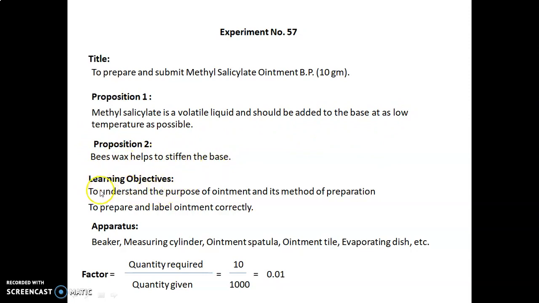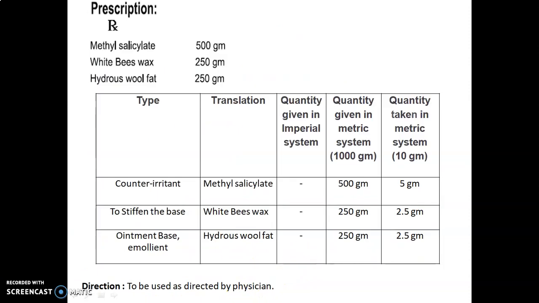Learning objectives are to understand the purpose of ointment and its method of preparation, and to prepare and label the ointment correctly. Apparatus required are beaker, measuring cylinder, ointment spatula, ointment tile, evaporating dish, etc. Factor is calculated as quantity required upon quantity given, which is 10 upon 1000, equal to 0.01.